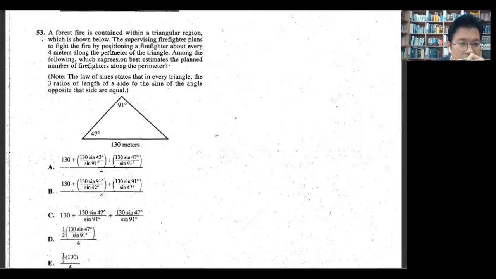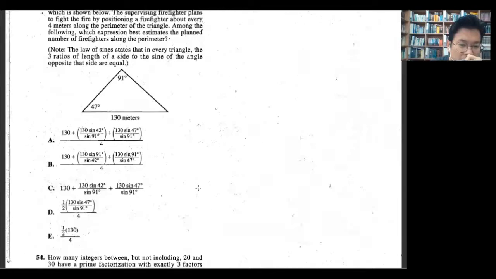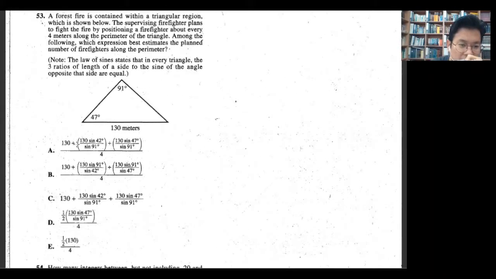Covers simplified figures about every 4 meters along the perimeter. Which expression best estimates the planned number of firefighters among them? Okay, so we add these 3 up and then divide by 4. So let me see. We have 130 given. That's good. So it has to be either A or B.